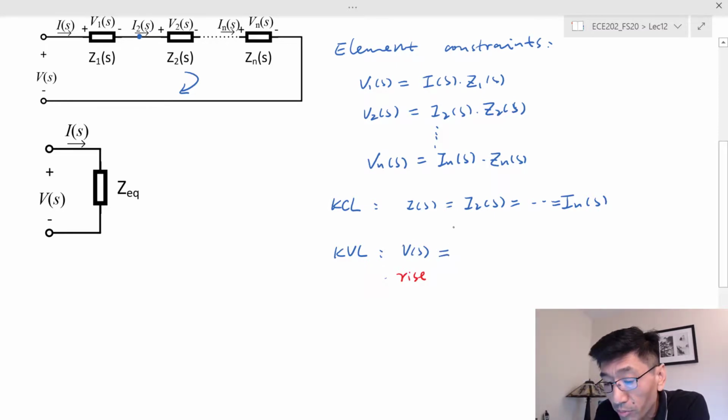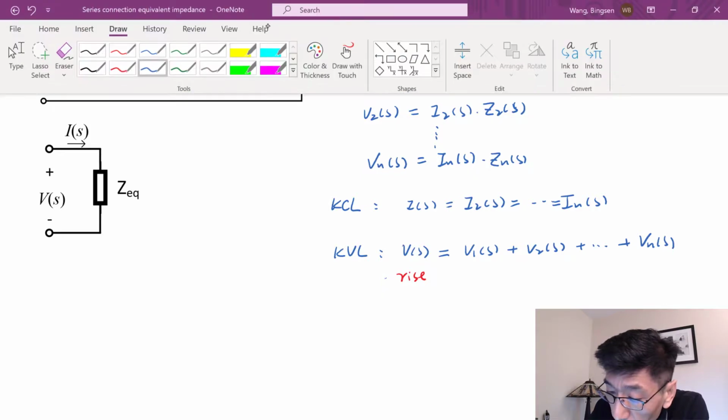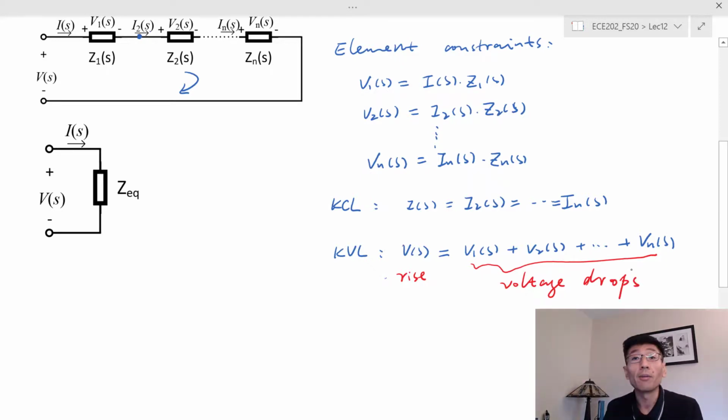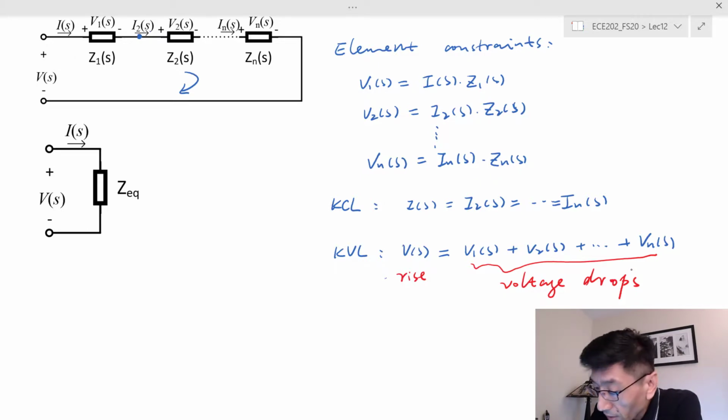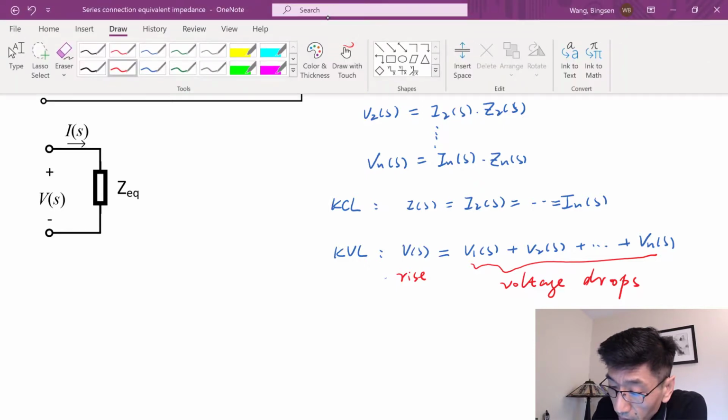In this case, that should be equal to the voltage drops, right? So the voltage drops are V1s plus V2s plus all the way to V sub ns. I just want to make sure everybody knows how I wrote this. So these are the voltage drops. This is one way of writing the KVL equation, probably the quickest way of getting the equation we really need. So now I can substitute the things I had into this equation.